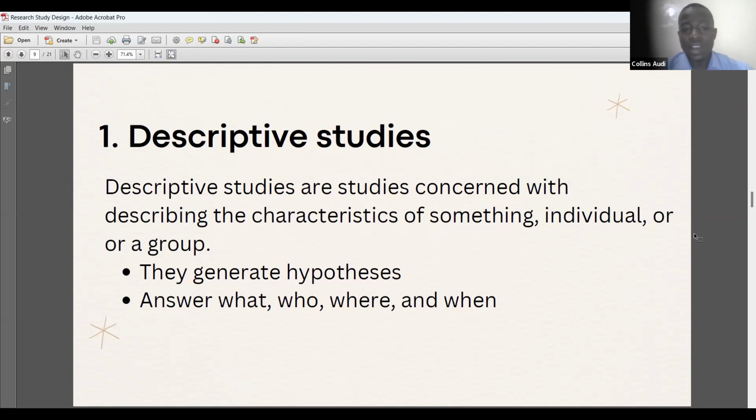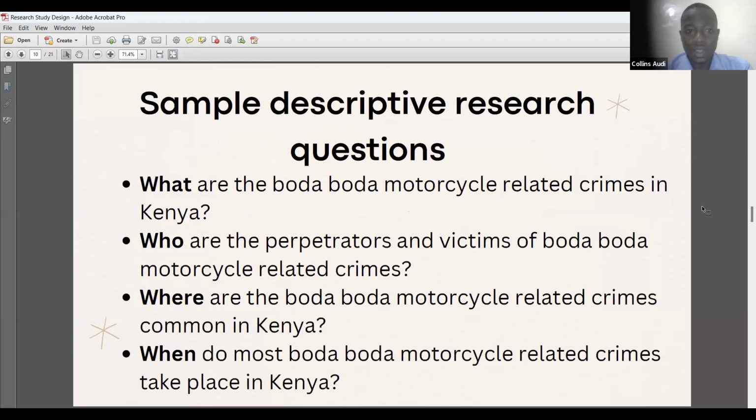So they basically help us develop hypotheses. They answer 5 main questions: what, who, where, and when. So we have sample descriptive research questions. For instance, on what: What are the boda motorcycle related crimes in Kenya? So that is a what question. We need to describe the crimes or give the estimates of the various crimes committed by the motorcyclists.